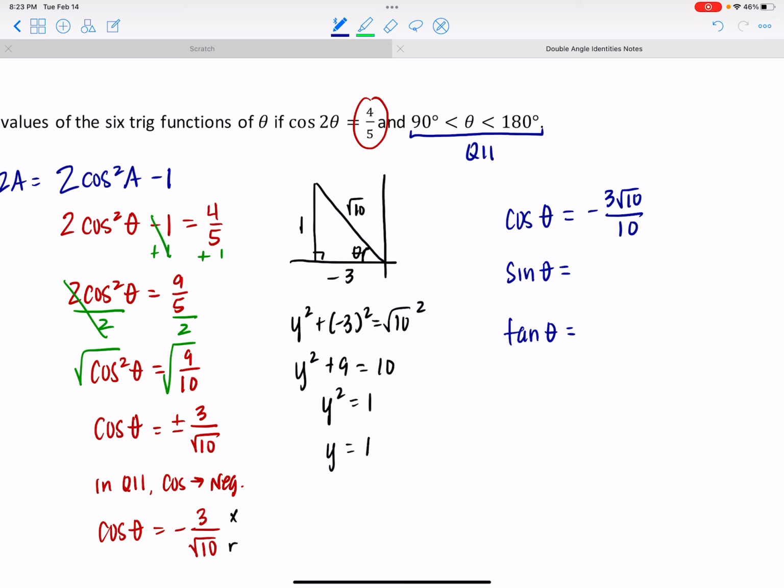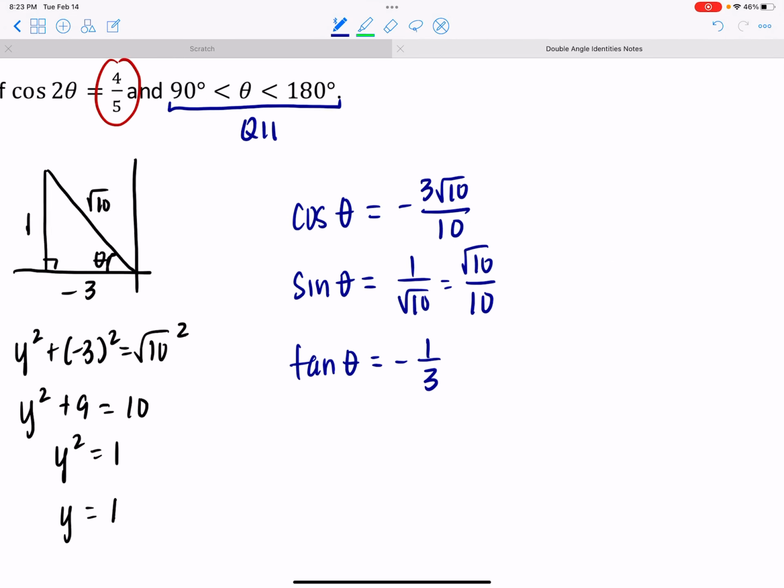And then the sine we know is a ratio of our y value over our radius. So that's going to be 1 over radical 10, which will be radical 10 over 10 after we rationalize. And then the tangent is a ratio of our y value over our x value. So that would be 1 over negative 3, or negative 1/3.